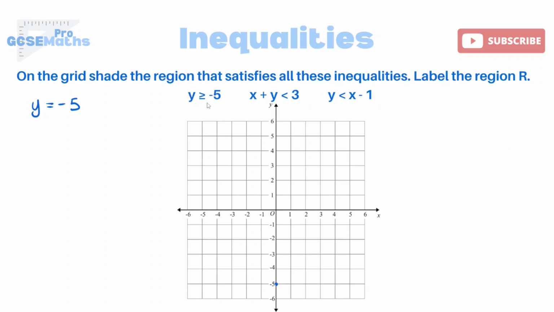Now, do you see how this one has an equals symbol as well? Y is greater than or equal to. That's when we're going to use the solid line. So we use our dash line when it's just less than or greater than. And we use the solid line when we've got equals to as well. Okay, that's the difference. I don't think they're normally that fussy.